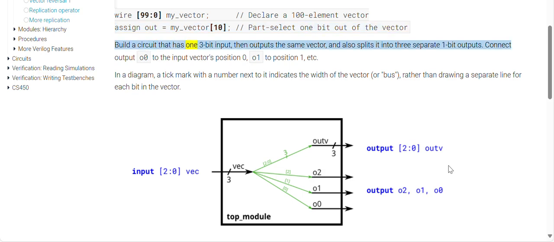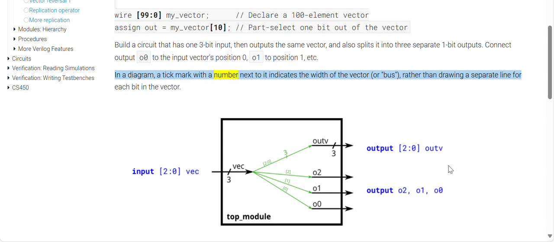Build a circuit that has one 3-bit input, then outputs the same vector, and also splits it into 3 separate 1-bit outputs. Connect output o0 to the input vector's position 0, o1 to position 1, etc. In a diagram, a tick mark with a number next to it indicates the width of the vector, or bus, rather than drawing a separate line for each bit in the vector.